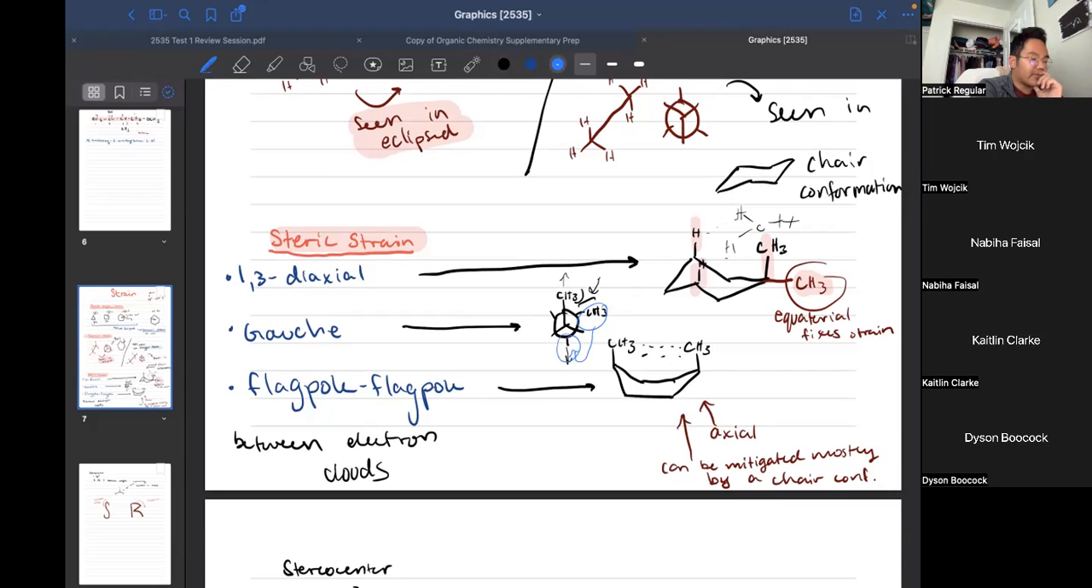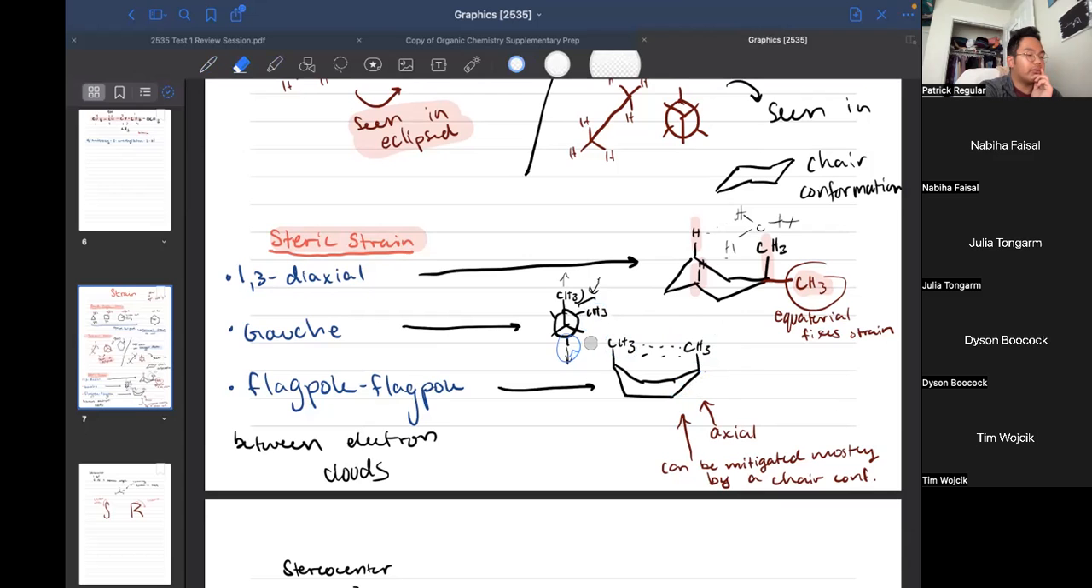Flagpole is if you have a boat conformation and you have methyl groups right here. So it's kind of the same thing as your 1,3 diaxial. If you have methyl groups or any kind of CH3 or ethyl group attached here, they will clash with each other, and you don't really like that. The only way to relieve this is if you have this conformation flipped down, or if CH3 is in the equatorial position. This one is a little bit of a rare case, and you only see it if there's a boat conformation.